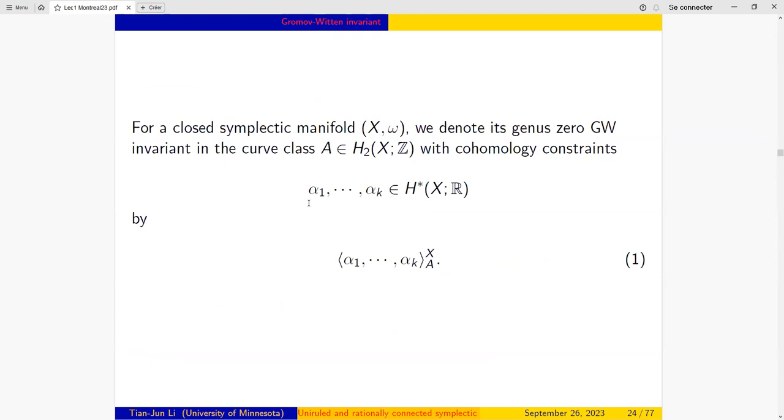Working with genus zero invariants, so it's a simple notation. Well, a primary invariant, but then similar for the descendant invariant. Let's get rid of it. This is just a slide. Okay. So, depending on how the class A and insertions are chosen, here, for the map.